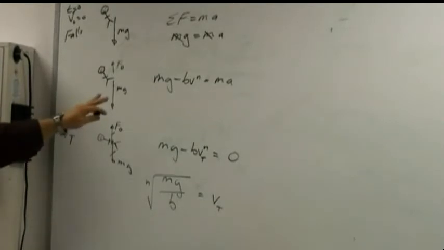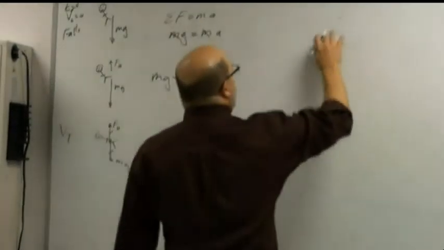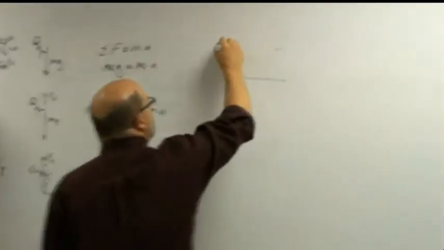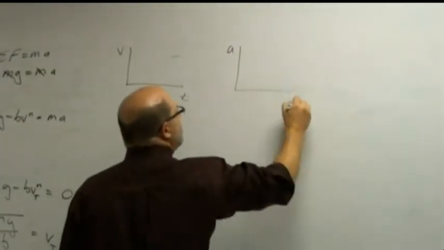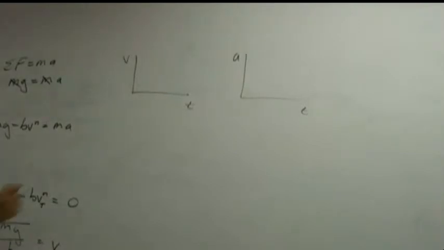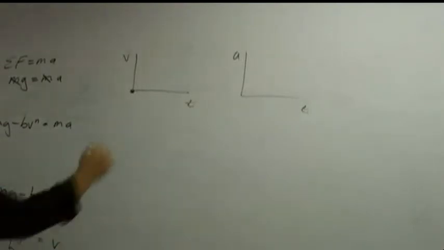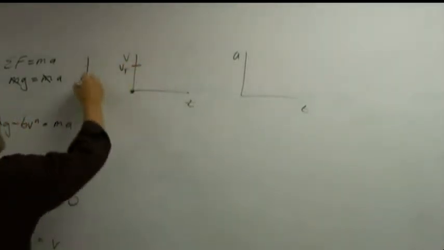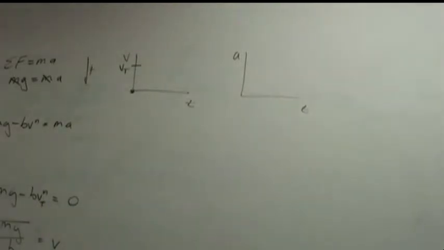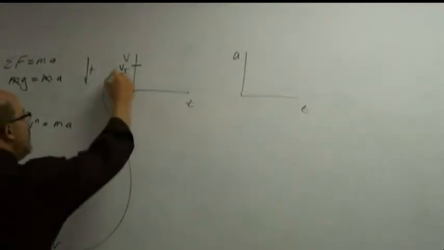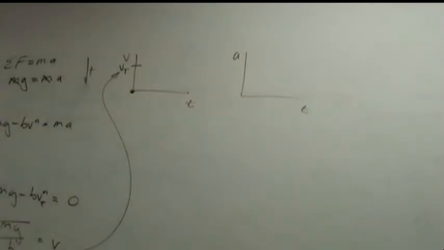Now let's take a look at what the velocity and acceleration equations look like. If we're going to draw velocity versus time and acceleration versus time for this situation, where do we begin for velocity? 0. Where do we end? Terminal velocity. Now I'm calling down positive. We end up at terminal velocity, and we know that value. How do we get from one to the other? You accelerate at 9.8 meters per second squared.